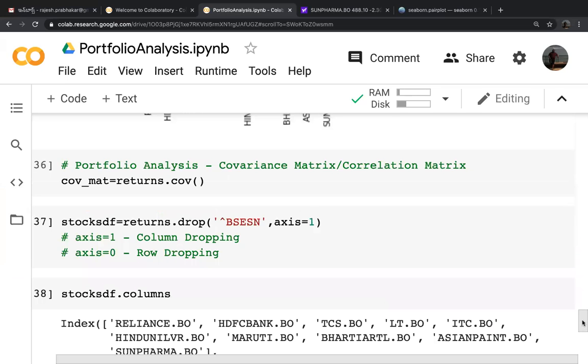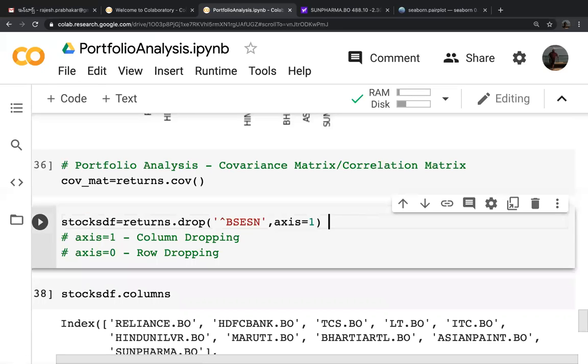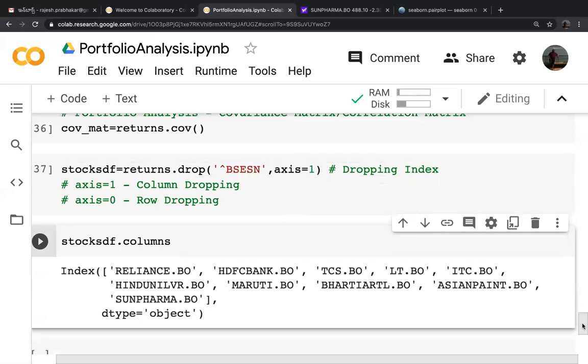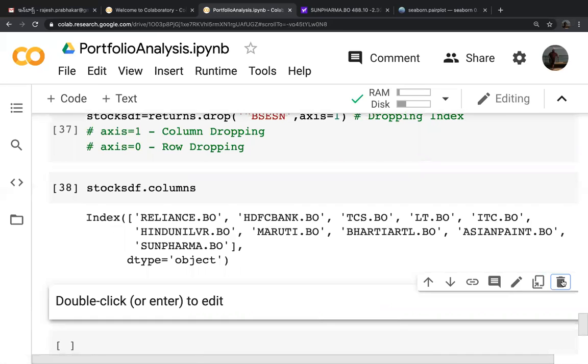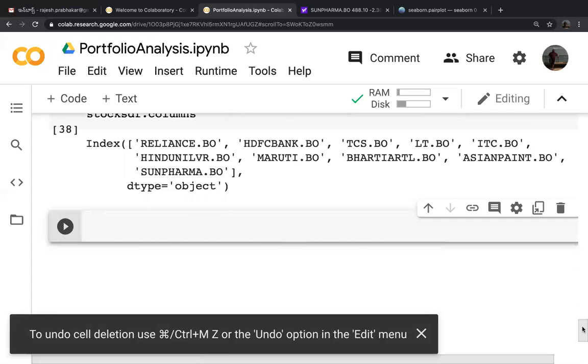So we have 10 stocks. We have dropped the BSE Sensex, dropping the index. We are dropping the index because we don't want to invest in Sensex, because we can't invest in Sensex. We can only invest in stocks. So I have taken the stocks as a separate entity.